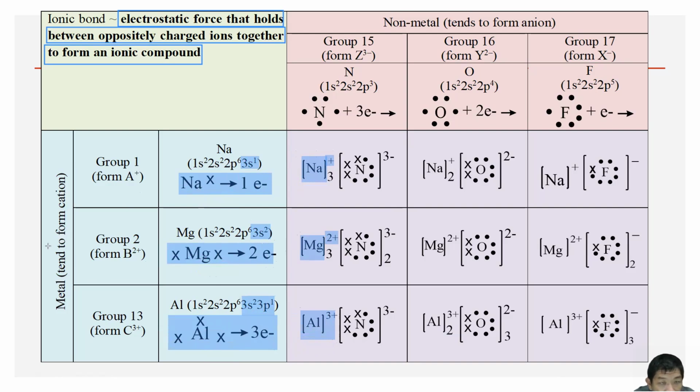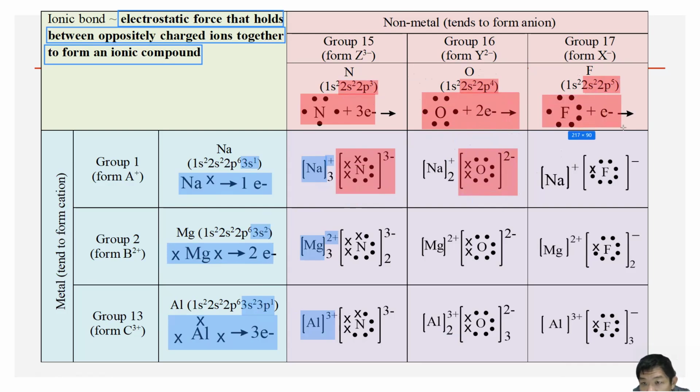Whereas for nonmetals, group 15 tends to accept three electrons to form N3 minus. Group 16 tends to accept two electrons to form, for example, O2 minus. Group 17, with seven valence electrons, tends to accept an electron to form F minus. So no matter what these elements are doing, they are trying to achieve an octet configuration so that they are more stable.